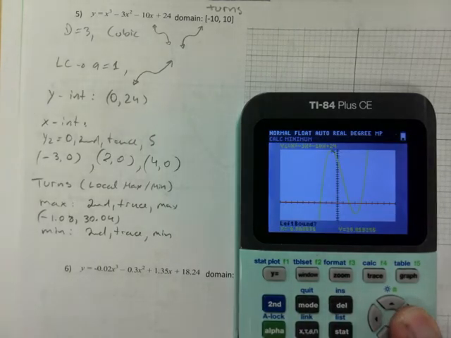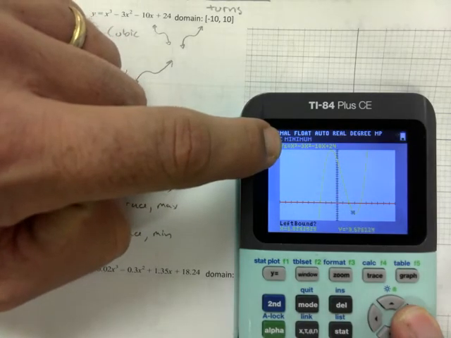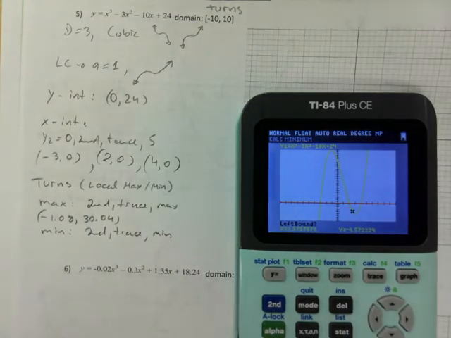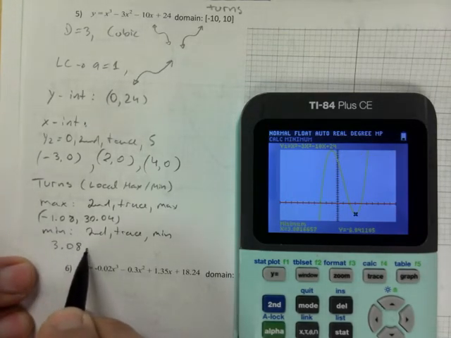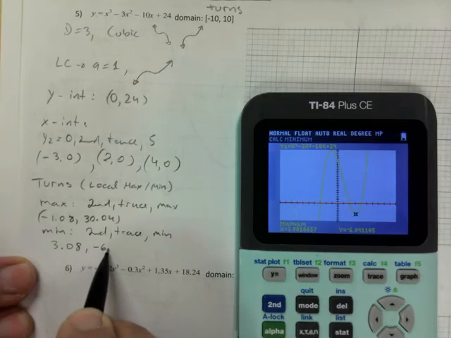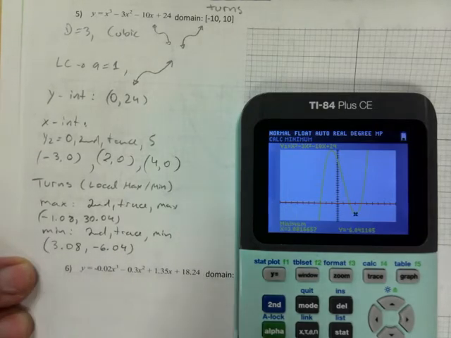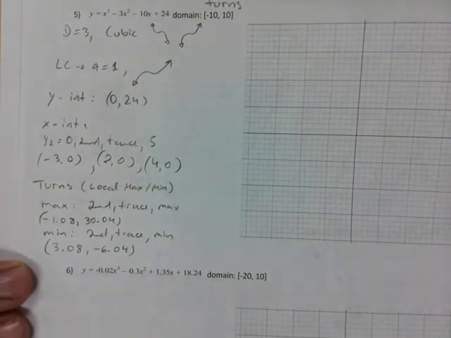And then the min, second trace min, 3, right, for min. It's actually telling you up here what you're finding, right? So there's no way to miss it. Left boundary, right boundary, enter. So that is 3.08, and it's negative 6.04. Okay, so here we go.